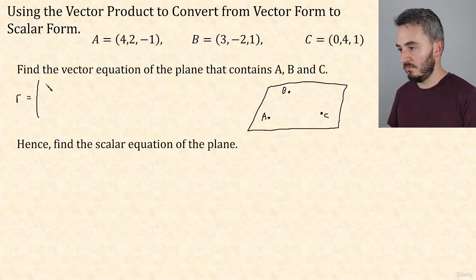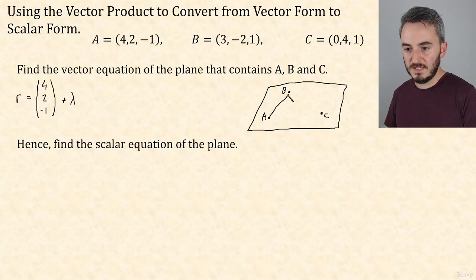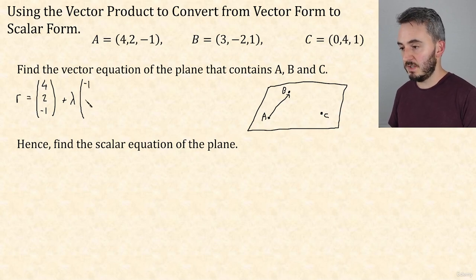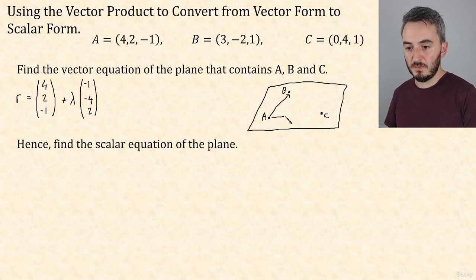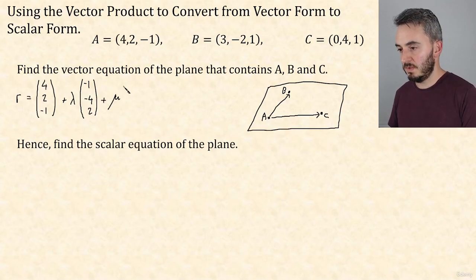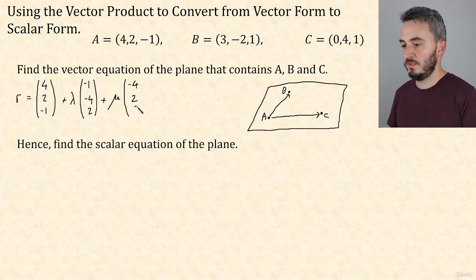position vector, let's say A, so that's 4, 2, minus 1, then plus any amount of the vector AB. So that's just the coordinates of B minus the coordinates of A, so that's 3 minus 4 is minus 1, minus 2 is minus 4, and 1 minus minus 1 is 2. And then any amount of AC. So that we can say that's mu, lots of this minus this. So that's 0 minus 4 is minus 4, 4 minus 2 is 2, and 1 minus minus 1 is 2.